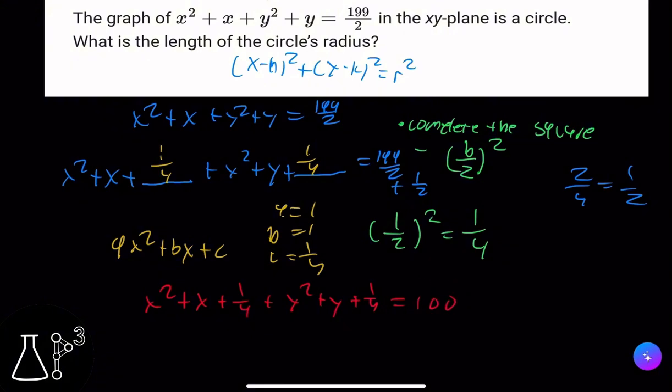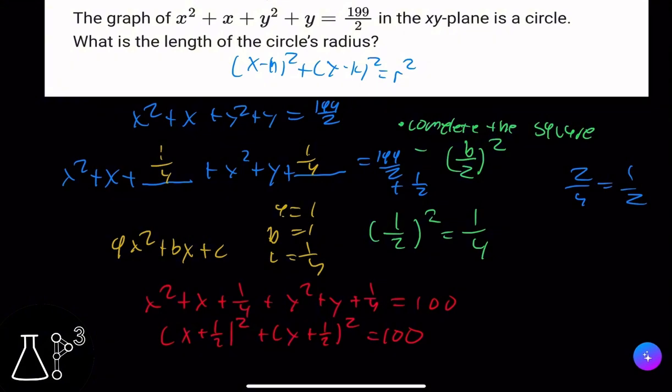And so now what I want to do is complete the perfect squares. So the perfect square for x squared plus x plus 1/4 and y squared plus y plus 1/4 is, for x, x plus 1/2 squared, and the same thing for y, y plus 1/2 squared, which would equal 100. And notice how it's in the circle equation formula.